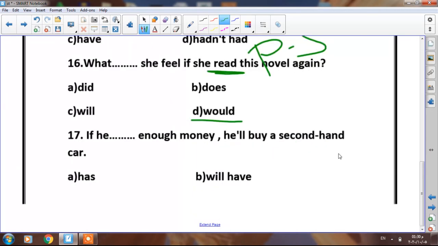Number 17. If he does enough money, he will buy. Circle will buy. Which conditional? Well, so I need here present simple. So the answer will be has. If he has enough money, he will buy. Because we have here will buy, so I have to choose present simple after if.